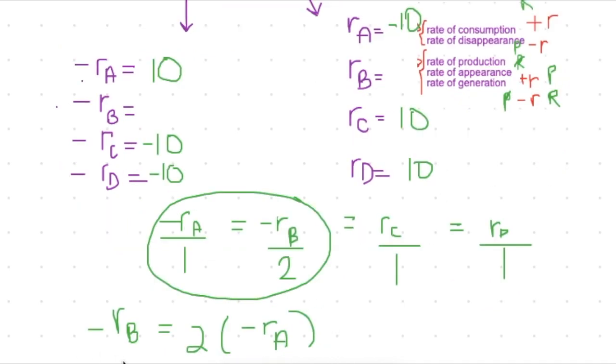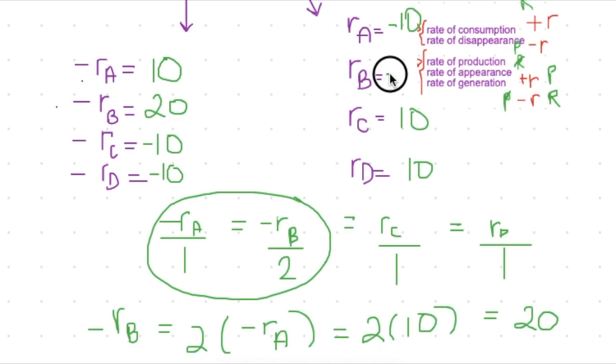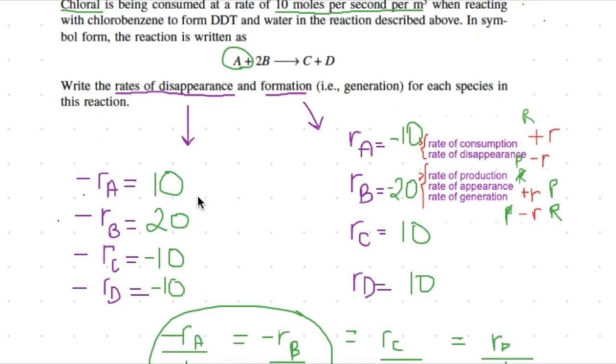The negative rate of B is equal to 2 times the negative rate of A. So now that I know the negative rate of A is 10, that means the negative rate of B is equal to 20. For the rate of formation, the value for B is going to be negative, just like it was with A, because A was also a reactant. All of these units are in moles per second per meter cubed as given up here.